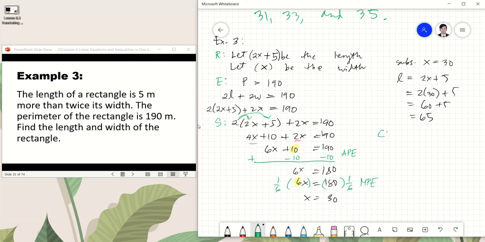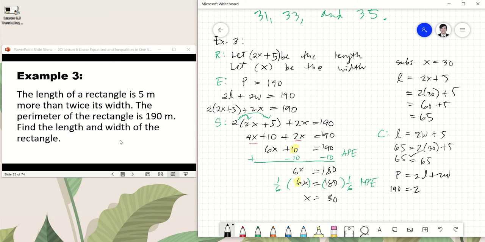Okay, let's double check if our answer is really correct by checking the condition. So first, yung length natin dapat 5 more than twice ng ating width. Yung length natin 65, yung width natin is 30. 2 times 30, 60 plus 5, 65. So true.